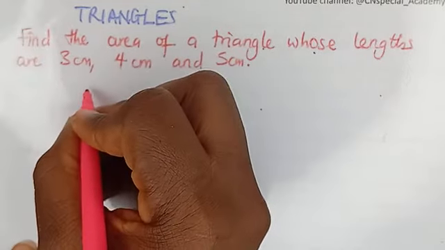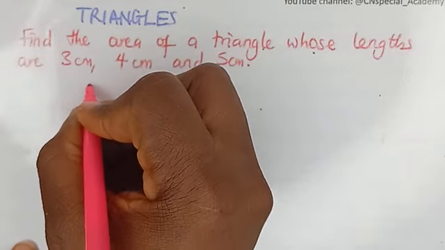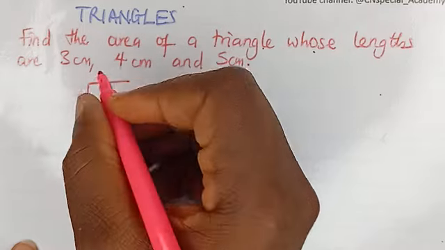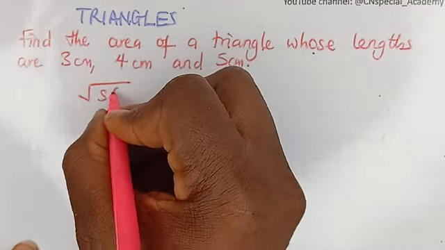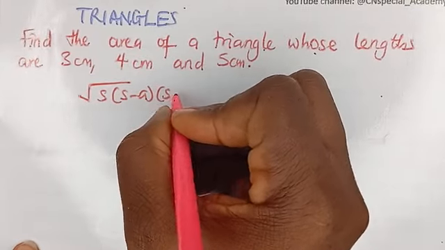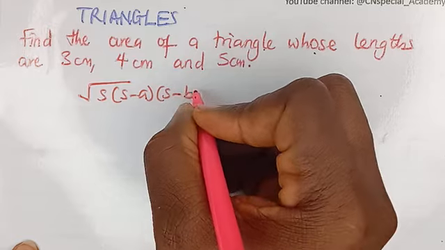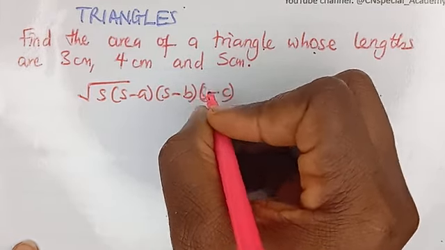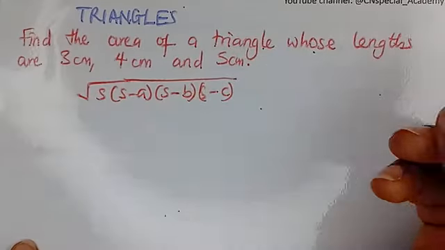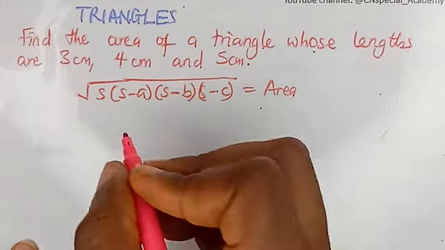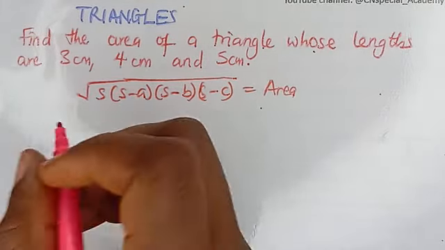Heron's formula says that the area of a triangle is equal to the square root of a value we call S, which is half of the perimeter, times S minus one of the sides, times S minus the other side, times S minus the third side. So this is equal to the area of the triangle. Now we are going to get what S is. S is half of the perimeter.